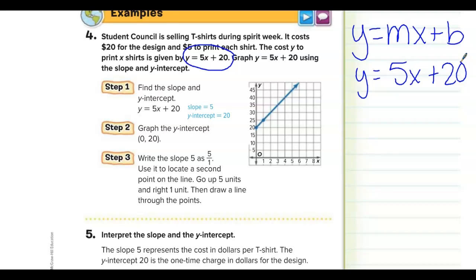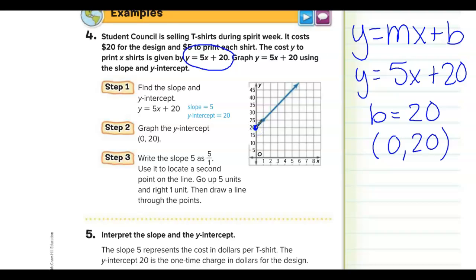Open your notes if you've already forgotten. You find your b. I find my b. What is the b, Josie? 20. Okay, what's the coordinate point then? 0, 20. Anybody, it's okay. So then I plot that point, so I go to 0 up to 20.